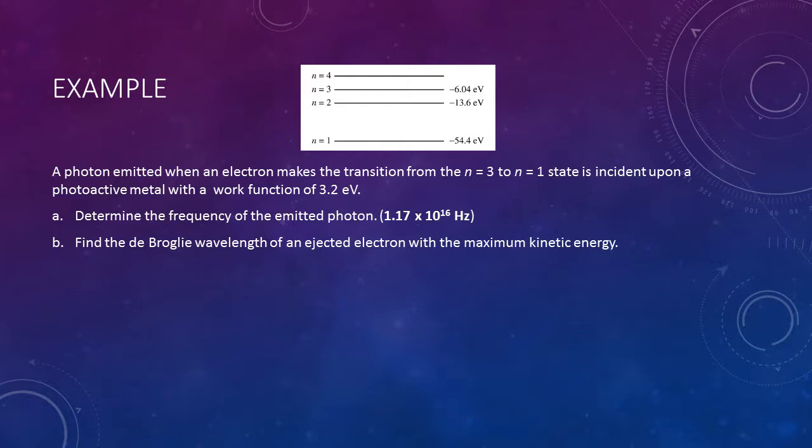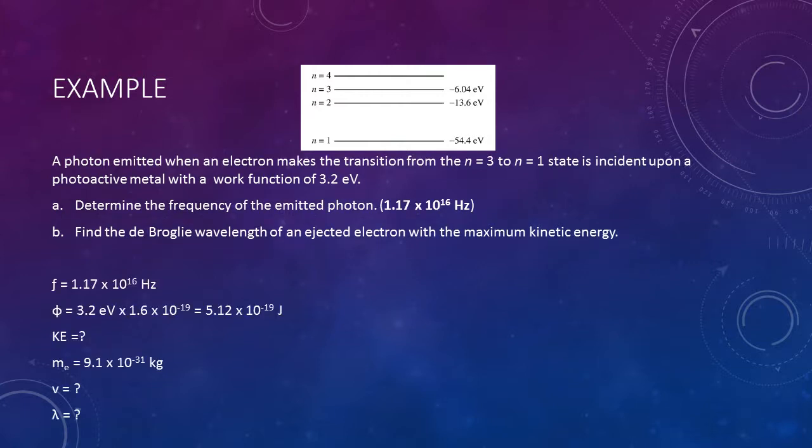All right, enough of me talking. Let's get on to actually solving. So here are all of my knowns and unknowns, and there's a lot of them. My frequency is 1.17 times 10 to the 16th hertz. I just solved for that. My work function is 3.2 electron volts, but again, I convert to joules. My kinetic energy is unknown, but again, I'm looking for that because I need to know the speed if I'm going to calculate my momentum.